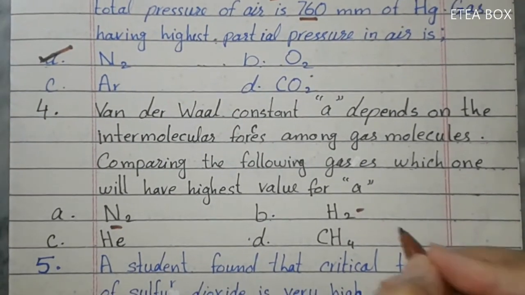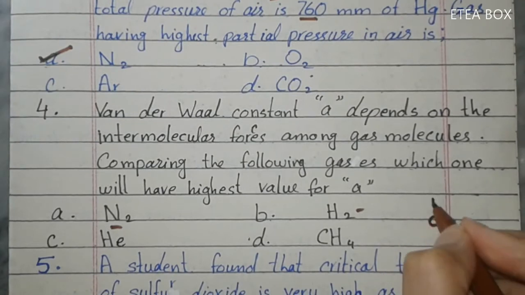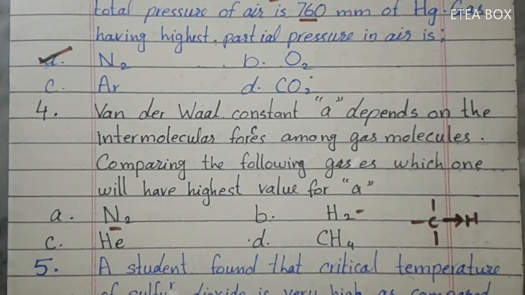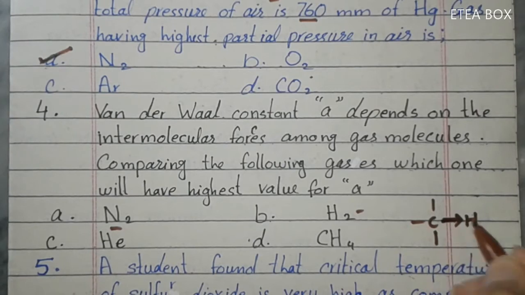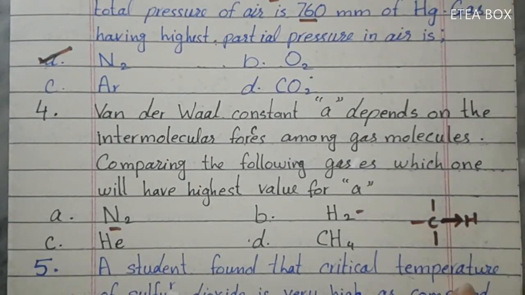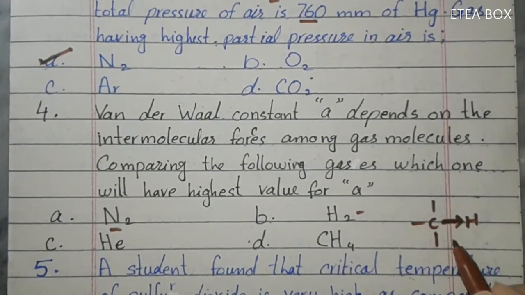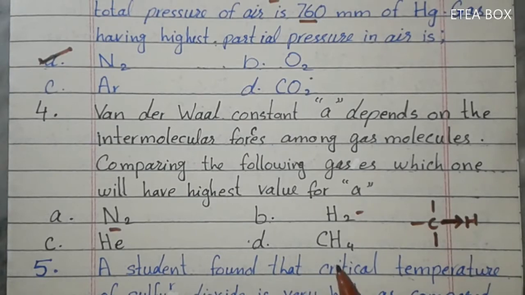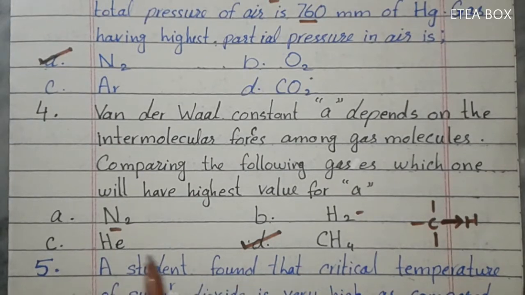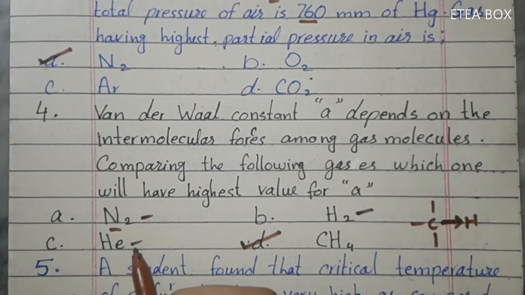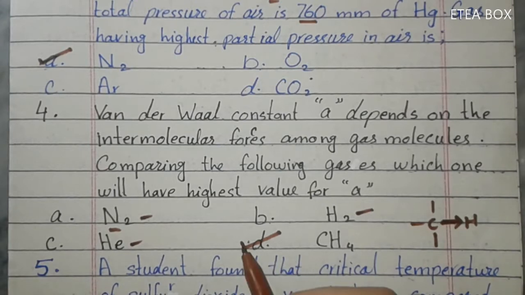We know that methane is non-polar as a whole, but if we look at its structure, let's suppose I take this bond. Methane has zero dipole moment, but its bond moment is non-zero. So when its bond moment is non-zero, we can consider that up to a certain extent it has polarity, and also it has a greater size. So methane has the highest value of A. Among these, the others are non-polar and there is no bond moment either. Helium is inert, so it behaves ideally in most cases, and we are left with methane, so option D is correct.